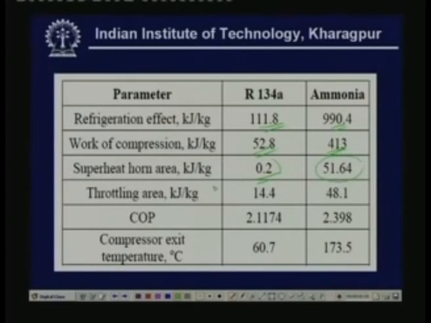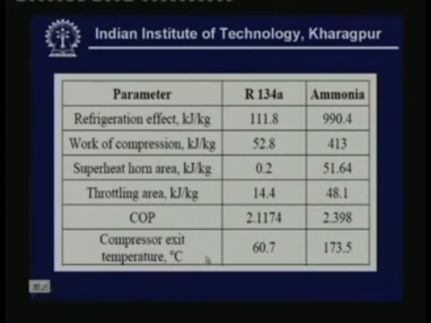This is because ammonia has a symmetrical vapor dome on the TS diagram, as explained in the earlier lectures. Throttling loss is also quite high for ammonia compared to R134A, and COP is marginally higher for ammonia compared to R134A. Compressor exit temperature is very high with ammonia. In fact, this is a major problem in ammonia systems, whereas with R134A it is quite low.